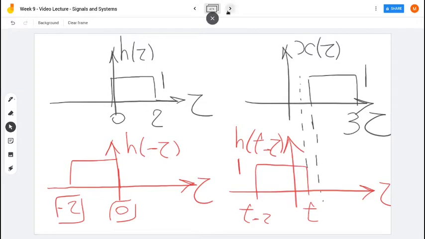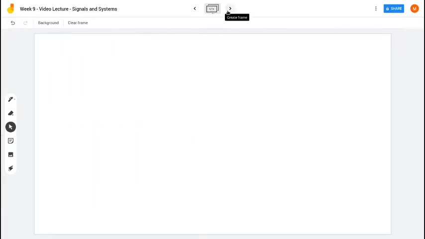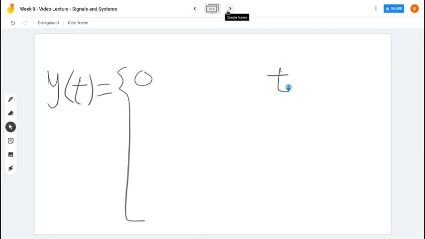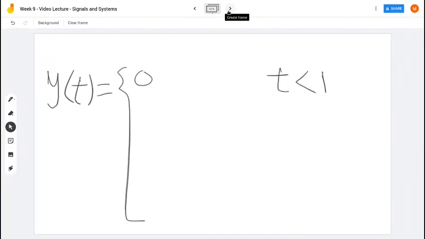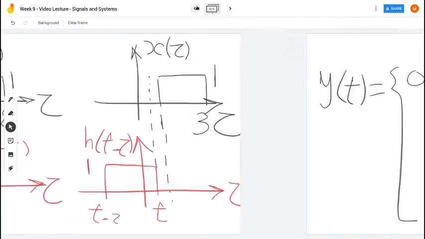So moving on, I can write that y of t will be equal to 0 when t is less than 1. So if t is less than 1, there will be no overlap and y of t will be 0. But if t is larger than 1 and less than 3, the situation would be like this.